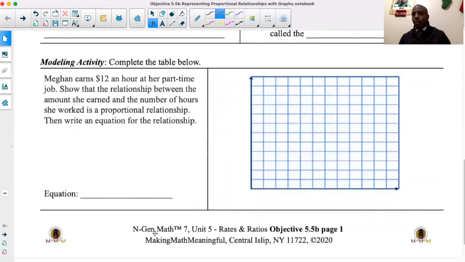Look at the modeling with me. What we're doing today is a number of things. We're going to take a statement, a sentence, or a particular scenario. We're going to identify the equation from it, and from that equation, we're going to make an actual graph.